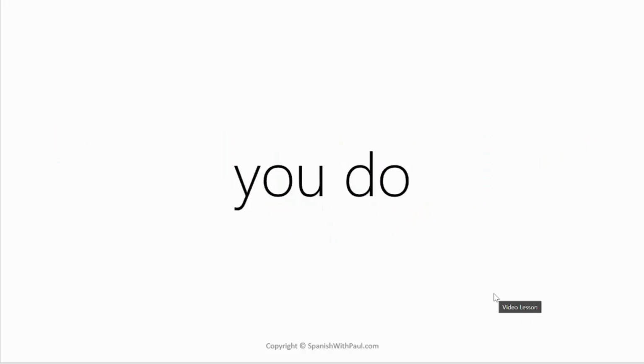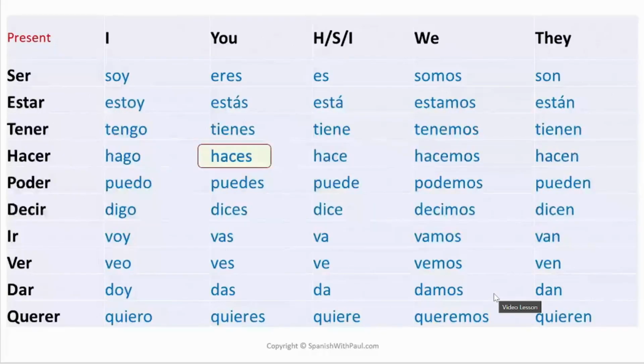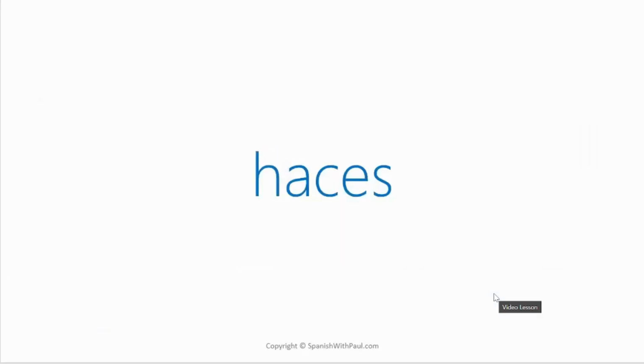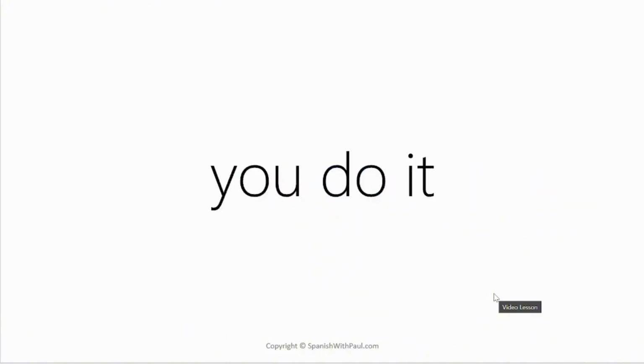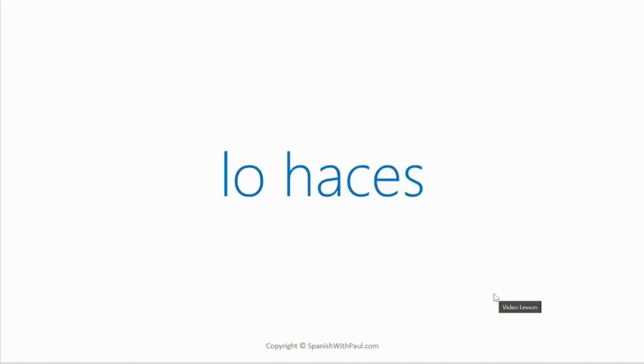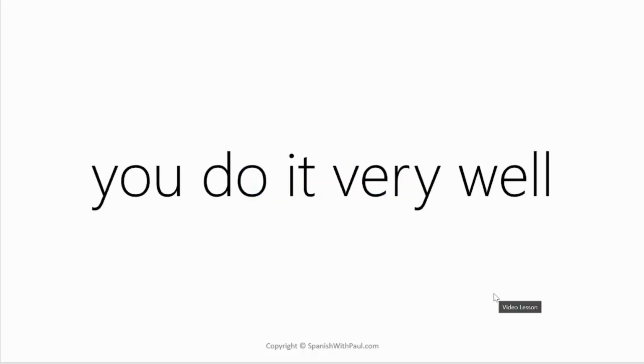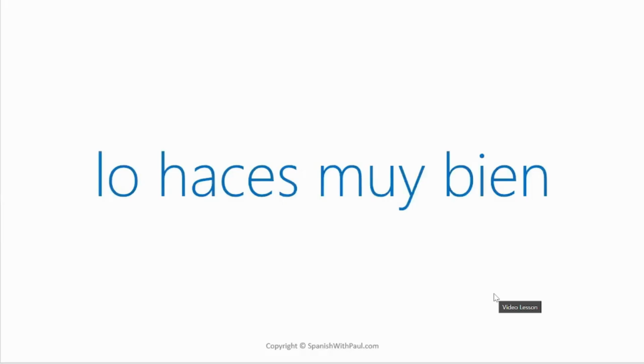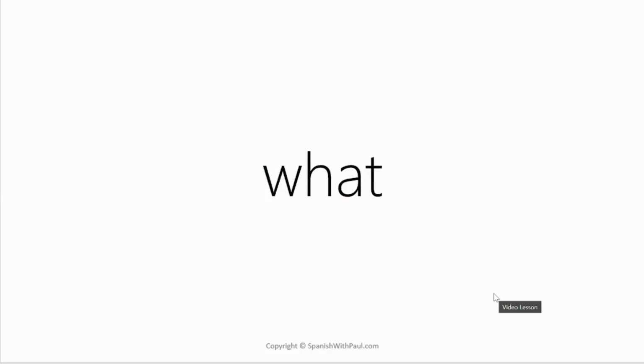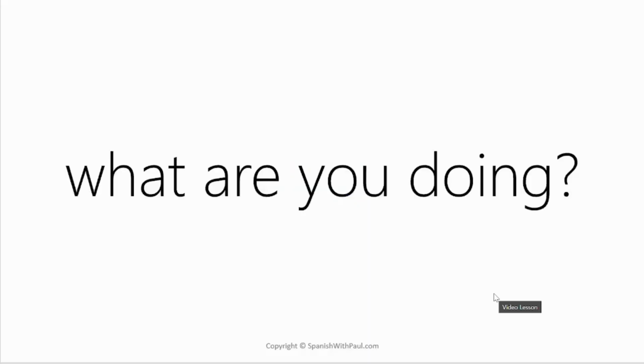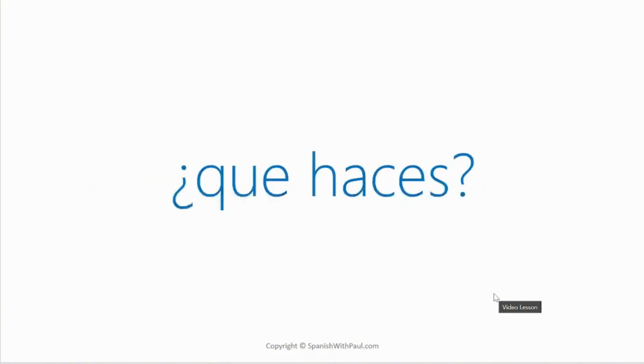For example, you do. So we can go to our chart, we locate the angle of you and down to the verb of to do or to make, and we get the sound of haces. So haces means you do or you make. How would you say you do it? Lo haces. You do it very well. Lo haces muy bien. What's the word for what? ¿Qué? Now how would you ask, what are you doing? ¿Qué haces?